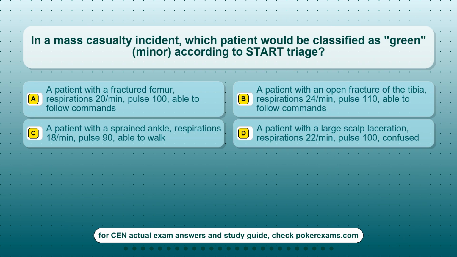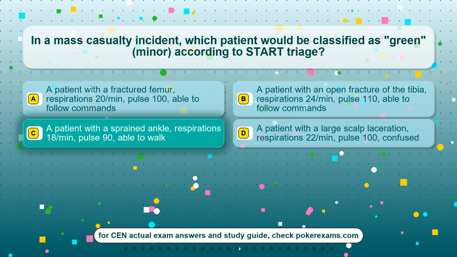Question 24. In a mass casualty incident, which patient would be classified as green, minor, according to START Triage? Option A, a patient with a fractured femur, respirations 20 per minute, pulse 100, able to follow commands. Option B, a patient with an open fracture of the tibia, respirations 24 per minute, pulse 110, able to follow commands. Option C, a patient with a sprained ankle, respirations 18 per minute, pulse 90, able to walk. Option D, a patient with a large scalp laceration, respirations 22 per minute, pulse 100, confused.